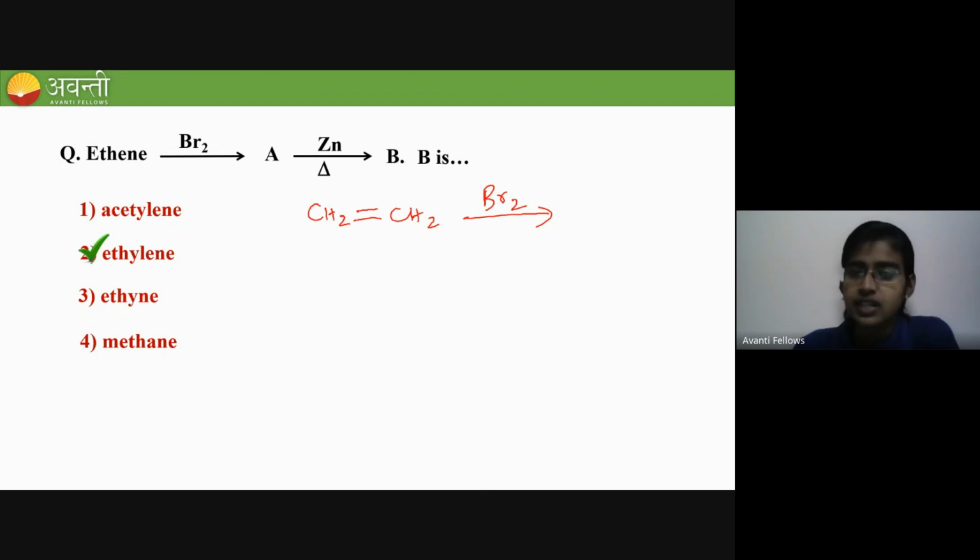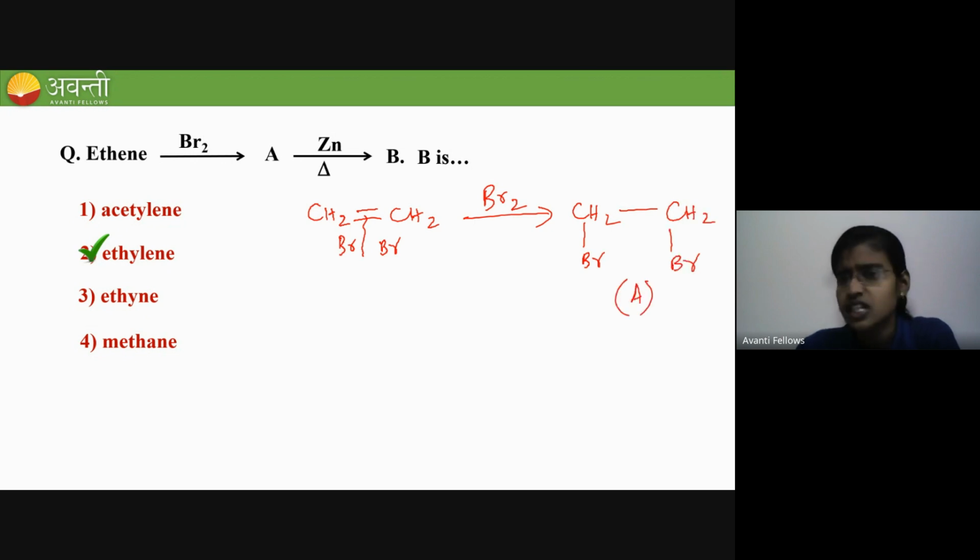Okay, now let's discuss so that others also can understand. Those who are finding it difficult to solve this question can understand now. So first we took ethene and to this bromine is added. How is it getting added? Break the bond and add Br like this, and we are getting CH2Br and CH2Br. So this is compound A, vicinal dibromide.